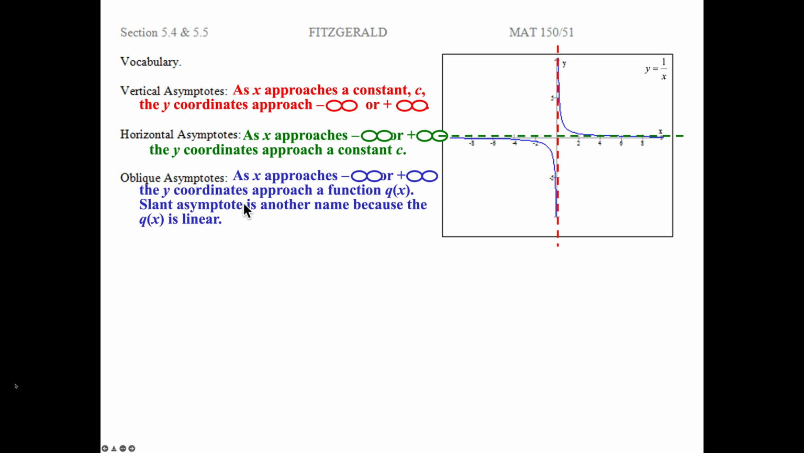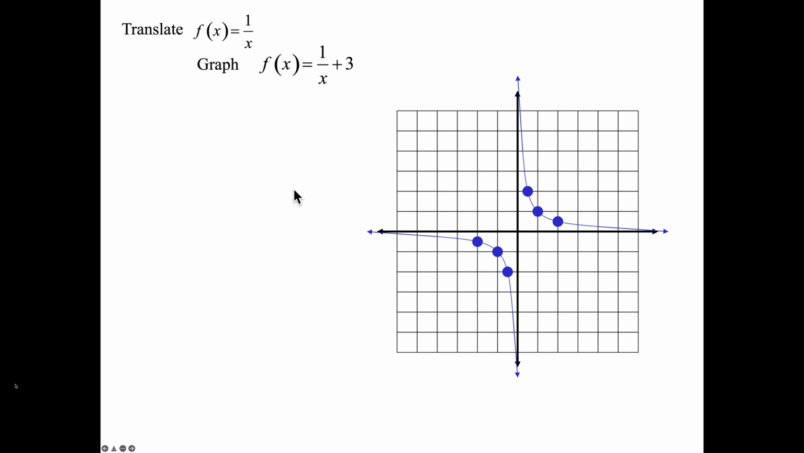So our slant asymptote is going to be another name for our q of x, because it's going to be linear. We'll approach something like maybe x plus 1, slanted either going uphill or downhill. That's what we're going to call our slant asymptote. All right, so now let's look at some graphs and do our transformation rules, because we never really did transformations of rational functions in chapter 3.